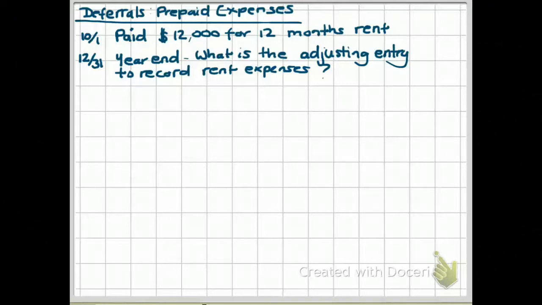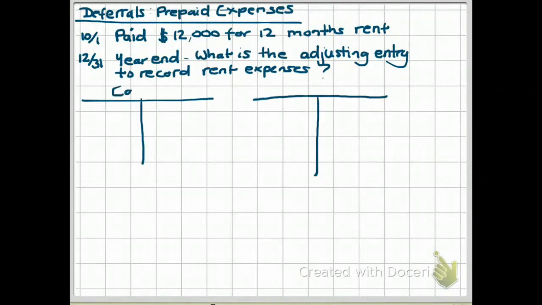We paid it in advance. Rent is typically paid in advance, and you paid this $12,000 in advance. In that case, it's not a rent expense yet. We call that prepaid expenses or prepaid rent. The two accounts affected are cash and prepaid rent.